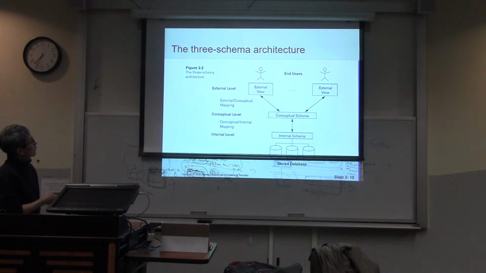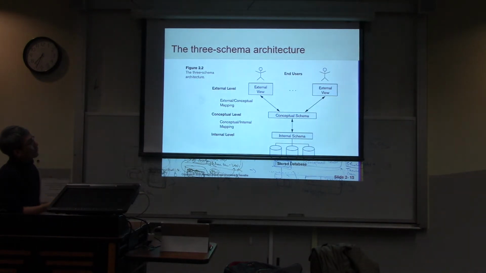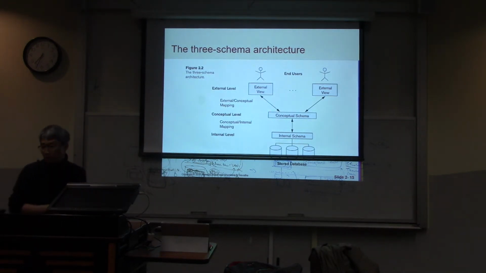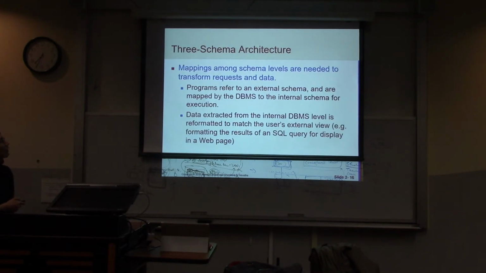So the internal schema is the internal level, how the data are stored. The conceptual schema is what we are interested in designing. And the external schema is simply implemented later by the view. This is not a real schema; it's just a view, a different view of the conceptual schema. This is called the three schema architecture.